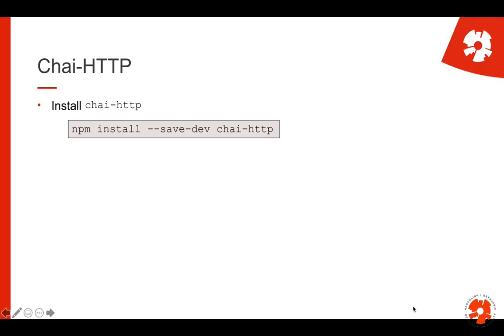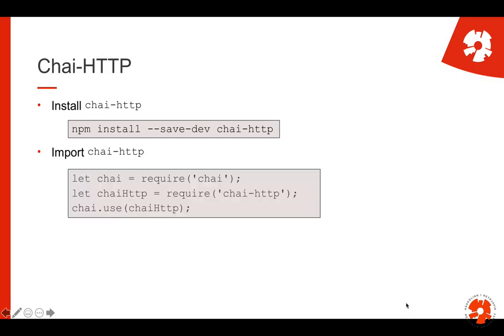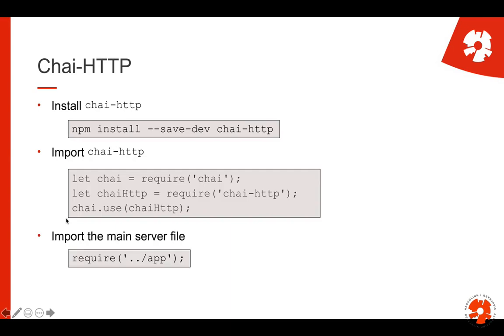Okay, so we'll start off by installing the chaiHTTP extension and importing it into our test code. Just as before, we need to import chai, then import chaiHTTP and tell chai to use this module, and then import our server file. This is very similar to before, it's just that we additionally include our HTTP dependency. And then we write a test.